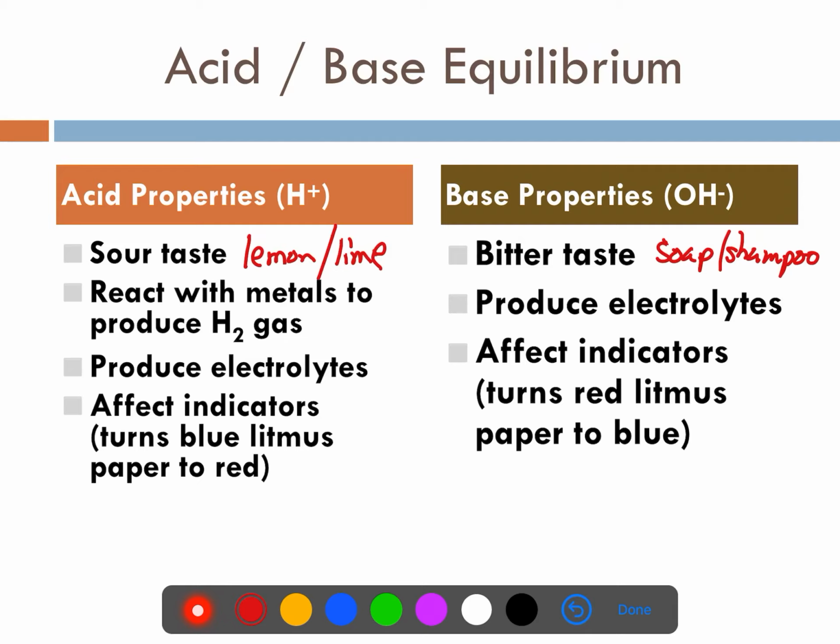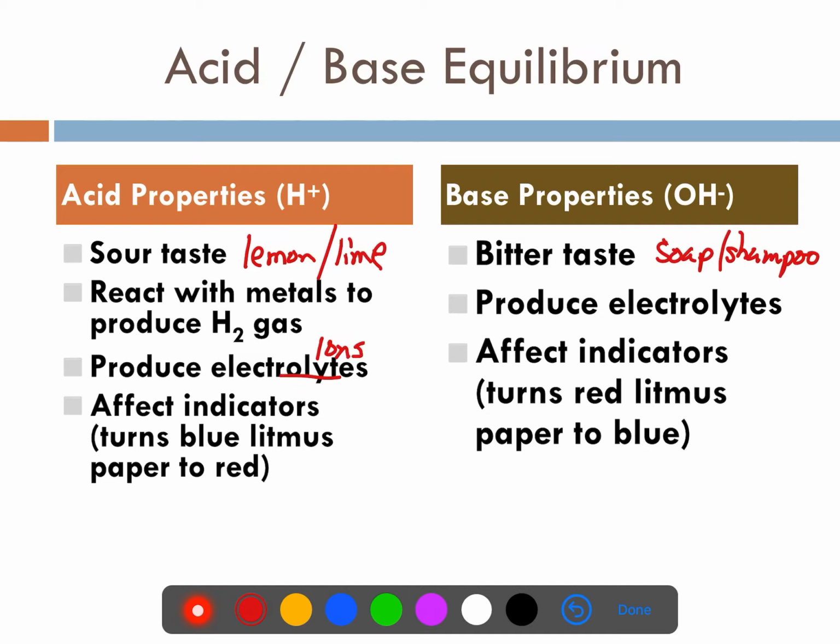And both acids and bases are electrolytes, which means they produce ions. Now, they don't have to produce a lot of ions, but they produce some ions. And we'll write that in there, ions for electrolytes. Now, an indicator is a chemical that changes color based upon the acid concentration of the environment, what we call the pH of the environment.